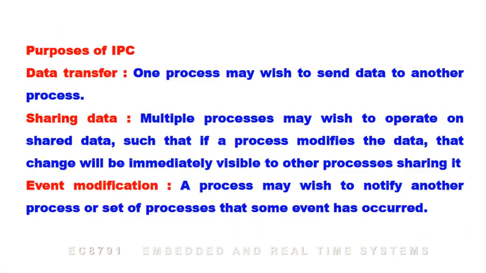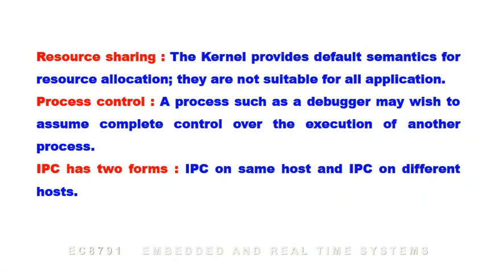Purpose of IPC. First one, data transfer. One process may wish to send data to another process. Sharing data. Multiple processes may wish to operate on shared data such that if a process modifies the data, that change will be immediately visible to other processes sharing it. Event notification. A process may wish to notify another process or set of processes that some event has occurred.